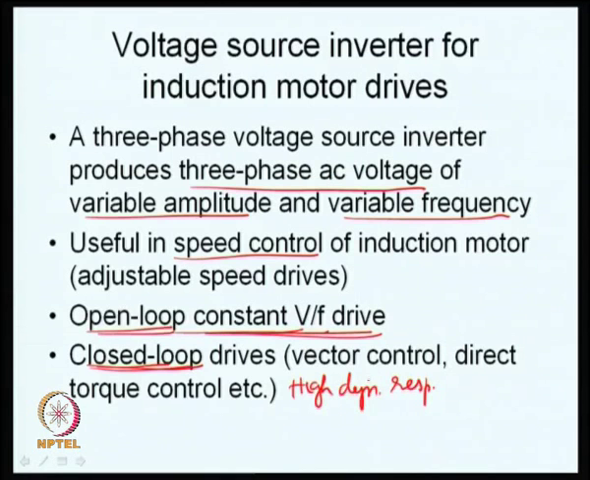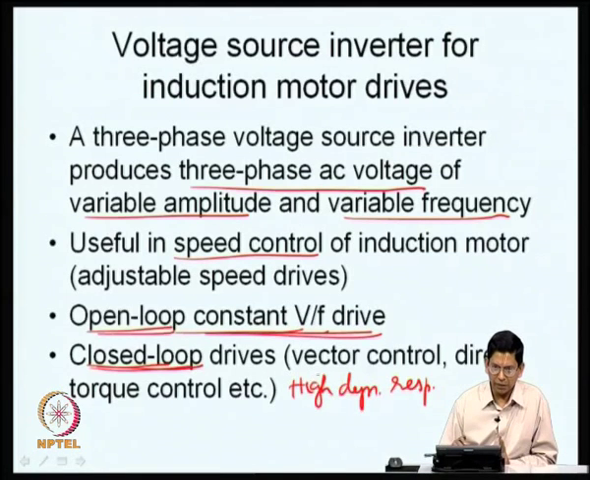These closed loop drives include vector control, torque control, direct torque control, etc. Now, vector control is also called field oriented control. What we essentially see is that just a single 3-phase voltage is being applied and 3-phase currents are being drawn. In a DC machine, you have a separate field winding and an armature winding. The field current is controlled separately and the armature current is controlled separately, whereas in an induction motor, both the torque component and the flux producing component of the currents are drawn from the same source.